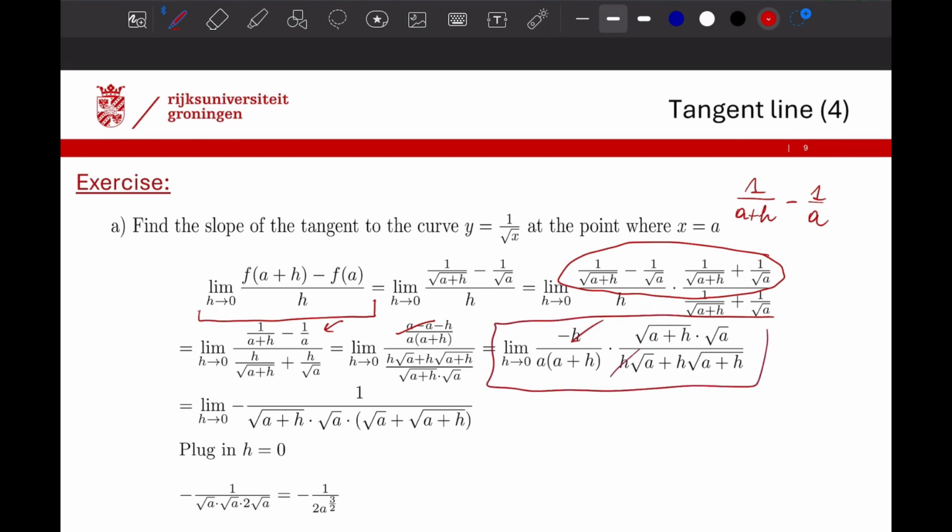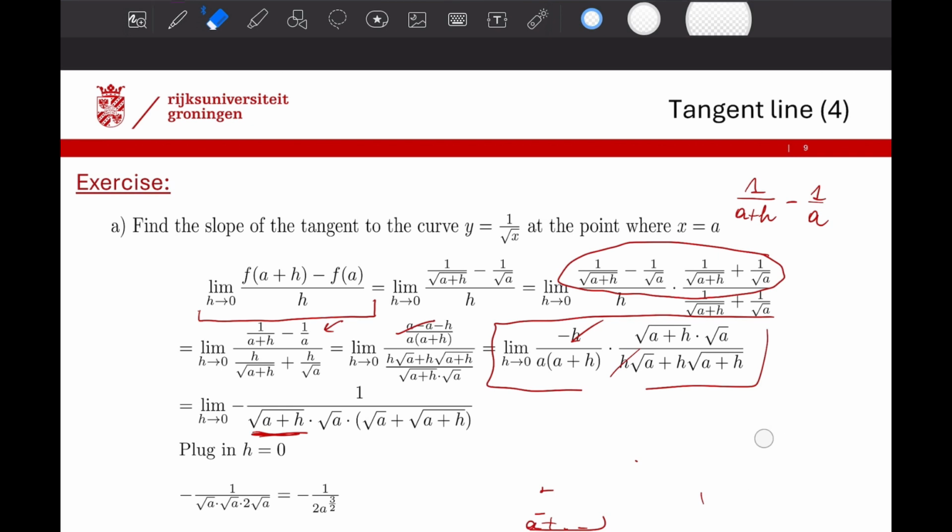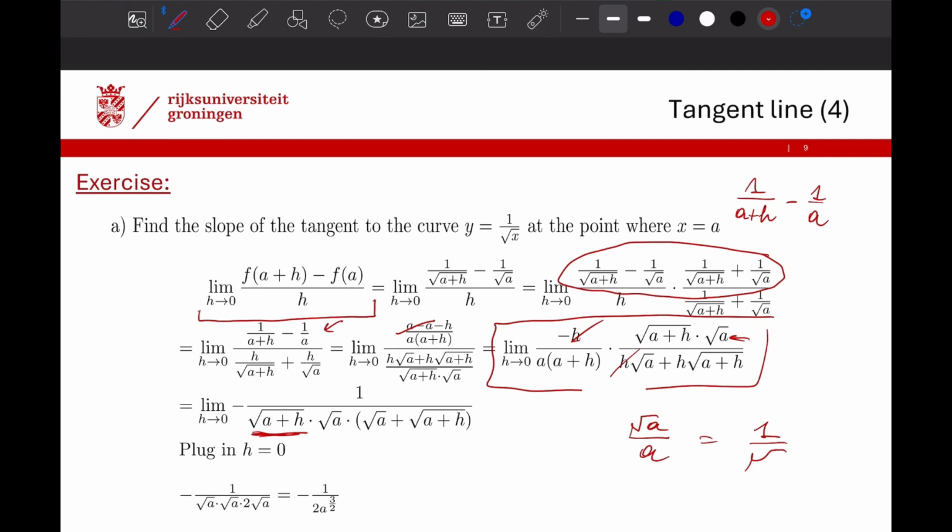Now at this point, h and h cancel, and here you notice that you have the square root of a plus h over a plus h. So this is equal to a plus h to the power of 1 over 2 minus 1. This is a plus h to the power of negative 1 over 2, which can also be written as 1 over the square root of a plus h. So this is why we find it here at the bottom. The same thing we have done with the square root of a. Over here I have square root of a over a. This becomes 1 over the square root of a, which is again what I find here.